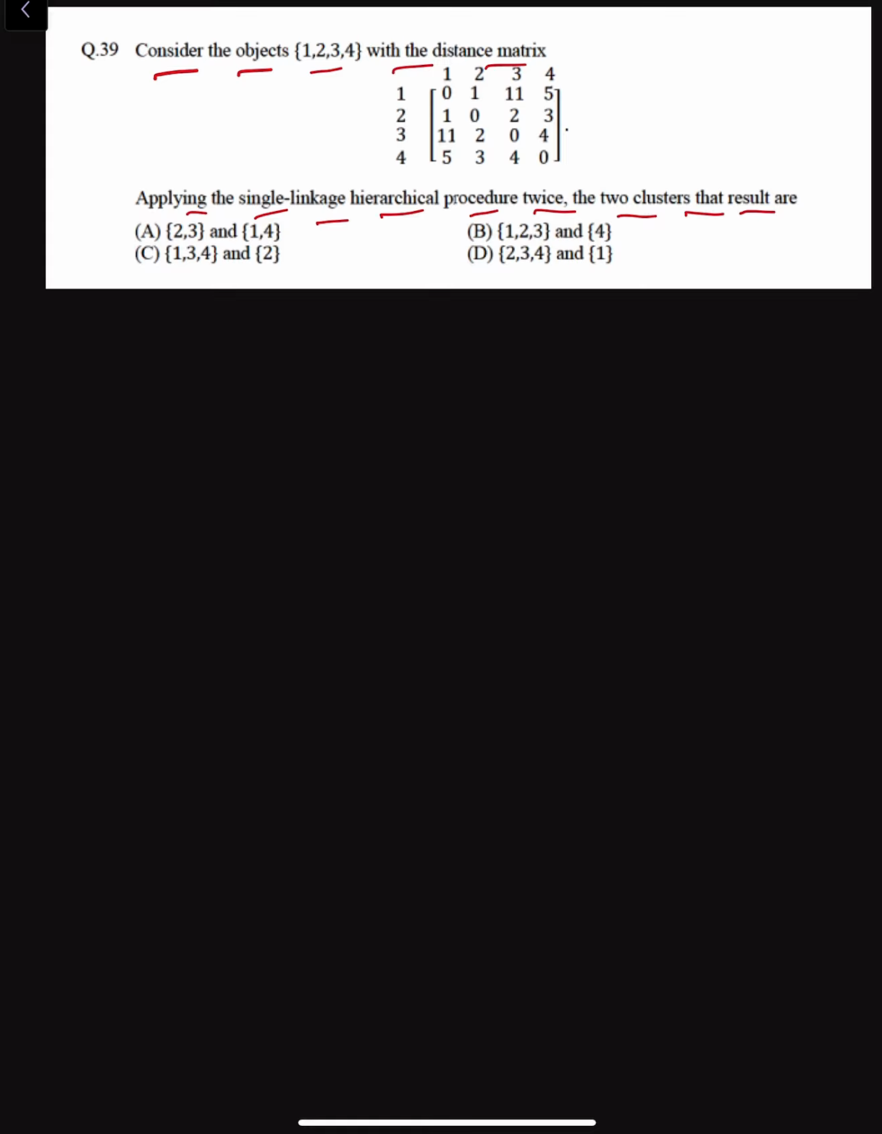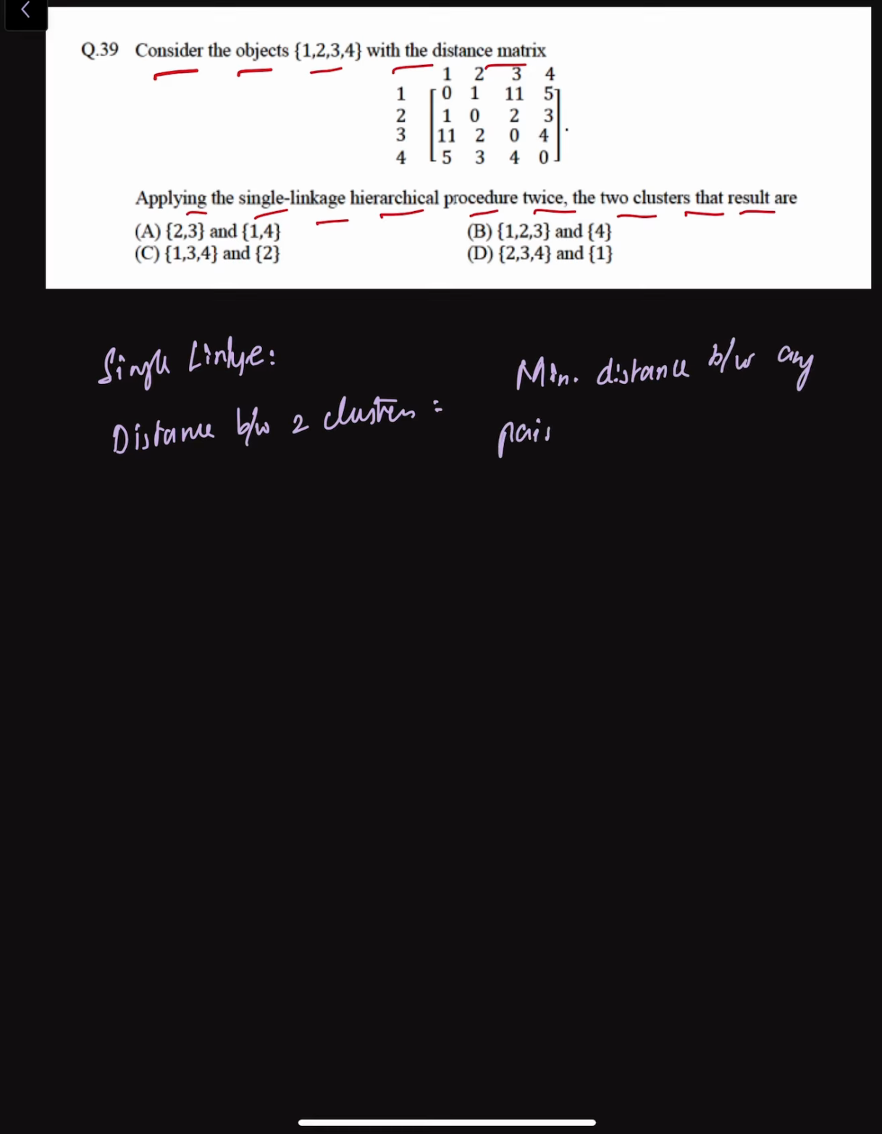So first of all, the single linkage. In single linkage, we find the distance between two clusters. The distance between two clusters must be equal to the minimum distance between any pair of points across the clusters. So we can start with any of these four singleton clusters and apply this procedure twice.